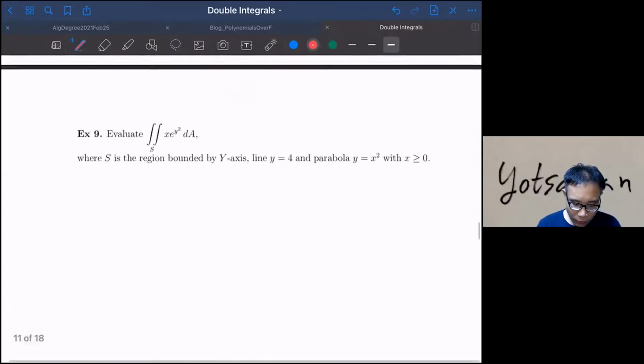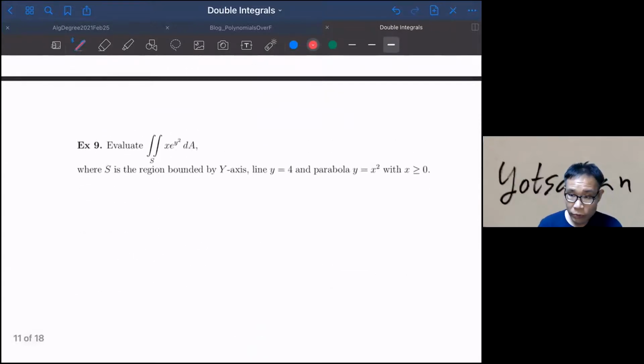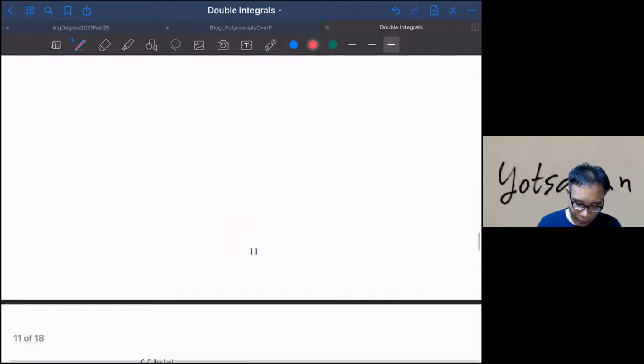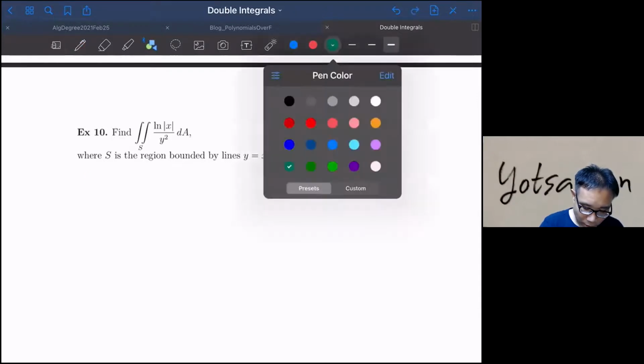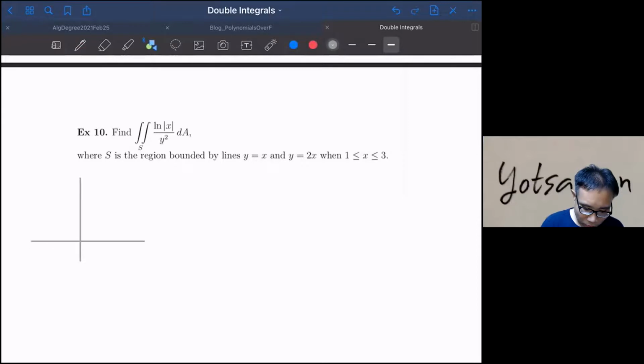The next one, example 9, I will skip this one a little bit and I'm gonna do example 10 with you first, and then I'm gonna leave you for homework. So you see that S is the region bounded by the line y equal to x and y equal to 2x. So if you sketch the curve for this region, for y equal to x, it's going to be just 45 degrees. So it's going to be like this.